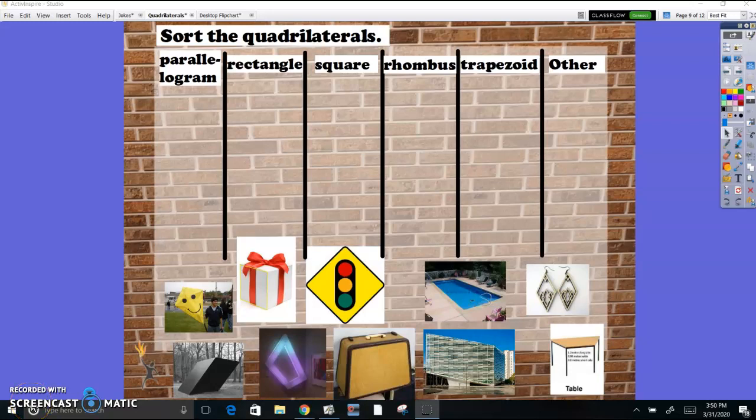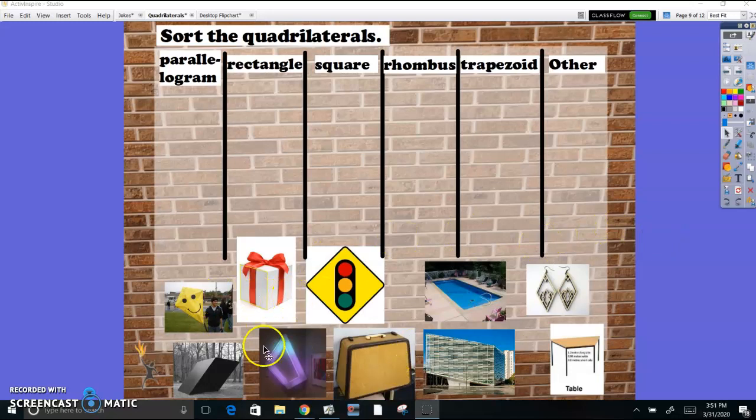Hi, welcome to part 2 of the quadrilateral tutorials. In part 1, we talked about the attributes of different quadrilaterals. In part 2 here, we are going to further compare and contrast different quadrilaterals.